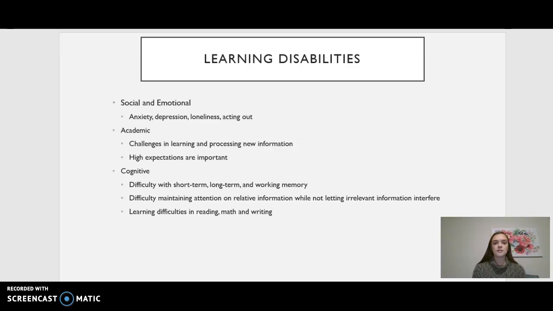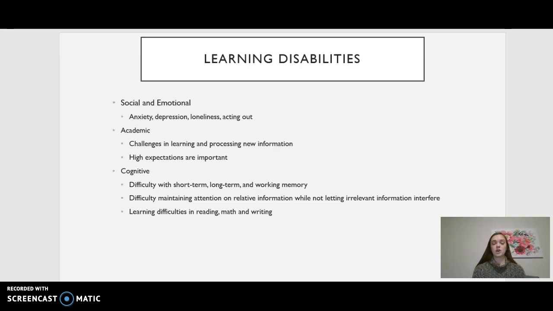of it, and some of them would be anxiety, depression, loneliness, and even acting out. Then also with academic challenges, there's challenges in learning and processing information, and it's really important for you to have high expectations with your students so that they are knowing that they need to meet a certain standard.